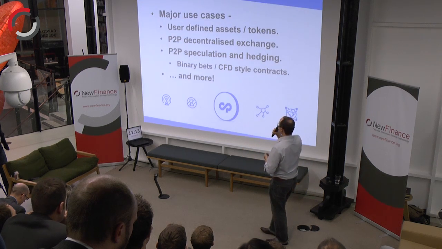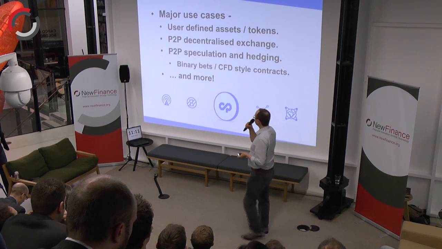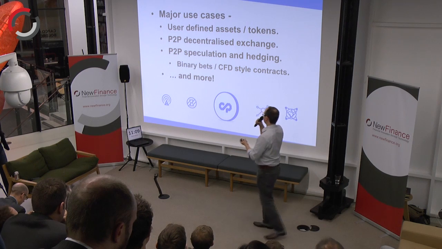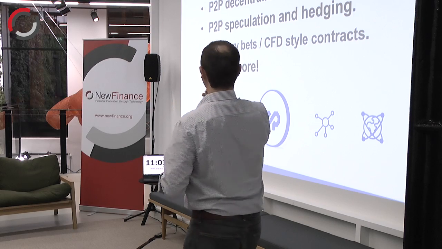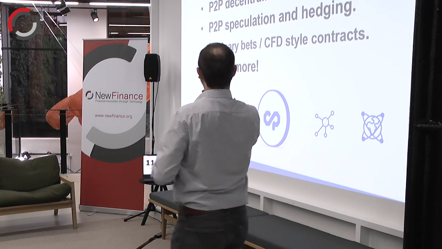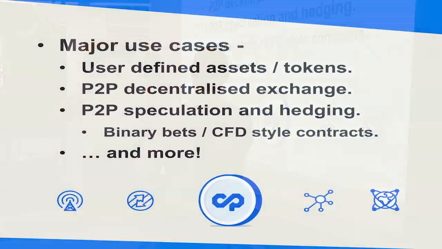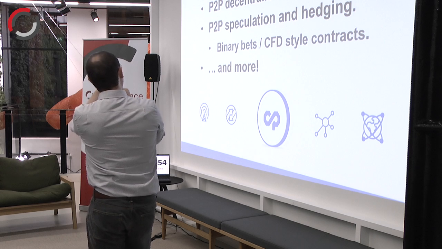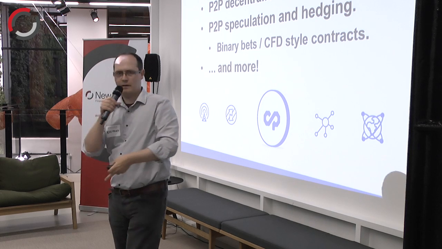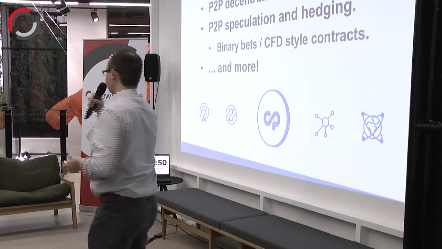And how are we doing this? Well, we've been rolling out functionality. These are the three main use cases for Counterparty. There are others, but these are the three main ones. We have user-defined assets and tokens. There's our peer-to-peer decentralized exchange, and also peer-to-peer speculation and hedging. So I'll just quickly talk you through each of these, and then we'll try and do a demo.